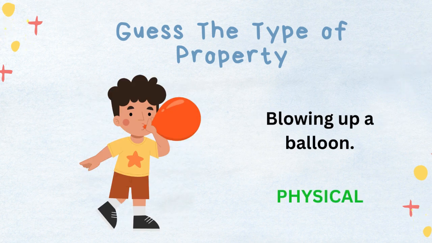Physical property. When blowing up a balloon, several physical properties of the material may come into play. These physical properties can all influence the behavior of a balloon when it is inflated, and they can be measured or observed without changing the chemical composition or structure of the material.